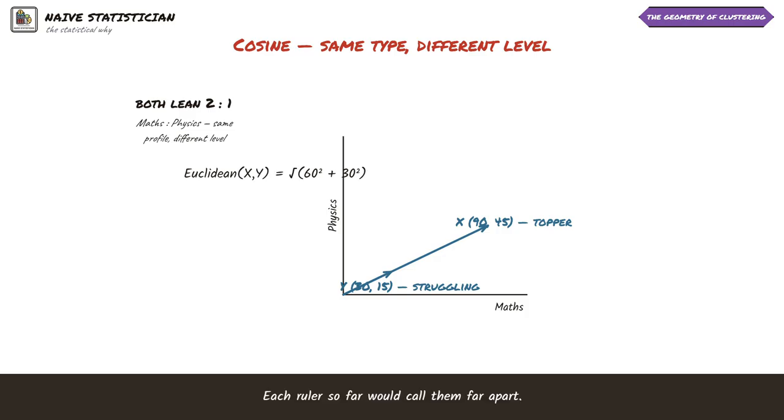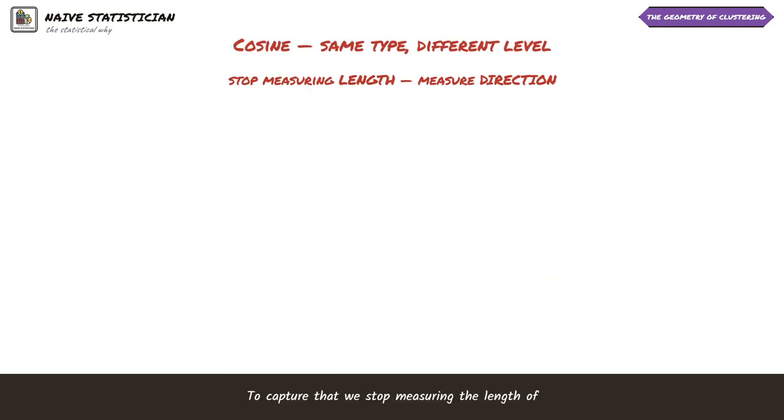Each ruler so far would call them far apart because they measure gaps in raw marks. Euclidean between them is the square root of 60 squared plus 30 squared, about 67, enormous. Yet, as types, they are the same. To capture that, we stop measuring the length of the feature vector and measure its direction. And the mathematics is already inside the dot product.